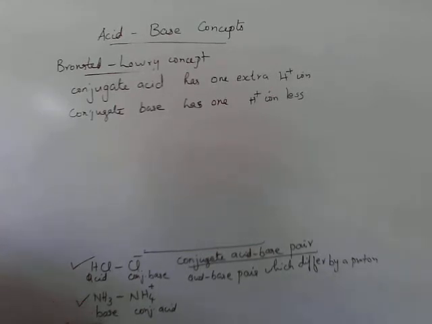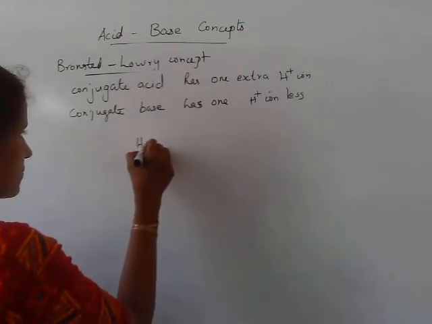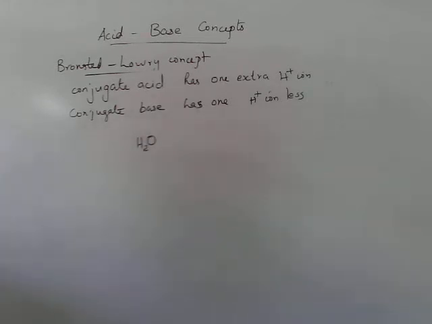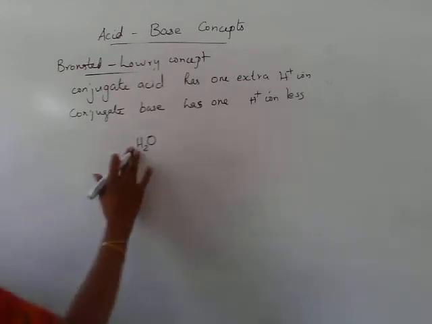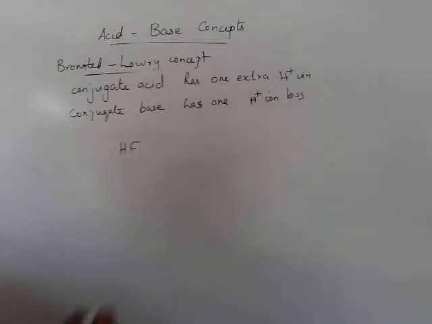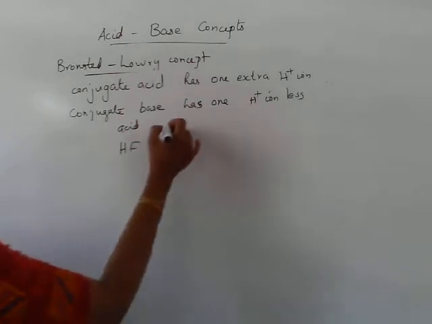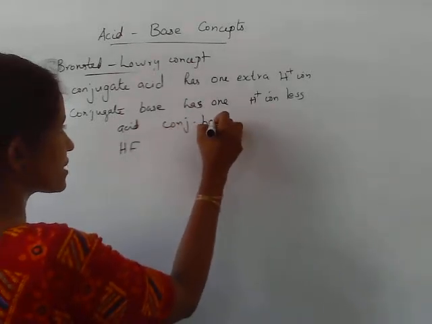Here ammonia is the base. The conjugate acid of ammonia, how do we get? By adding one H plus ion, NH4 plus. Let us write the conjugate acid base of a given substance. Let's take water. Water molecule. Before we go to water, let's take HF. HF is an acid. Let us write the conjugate base of HF.